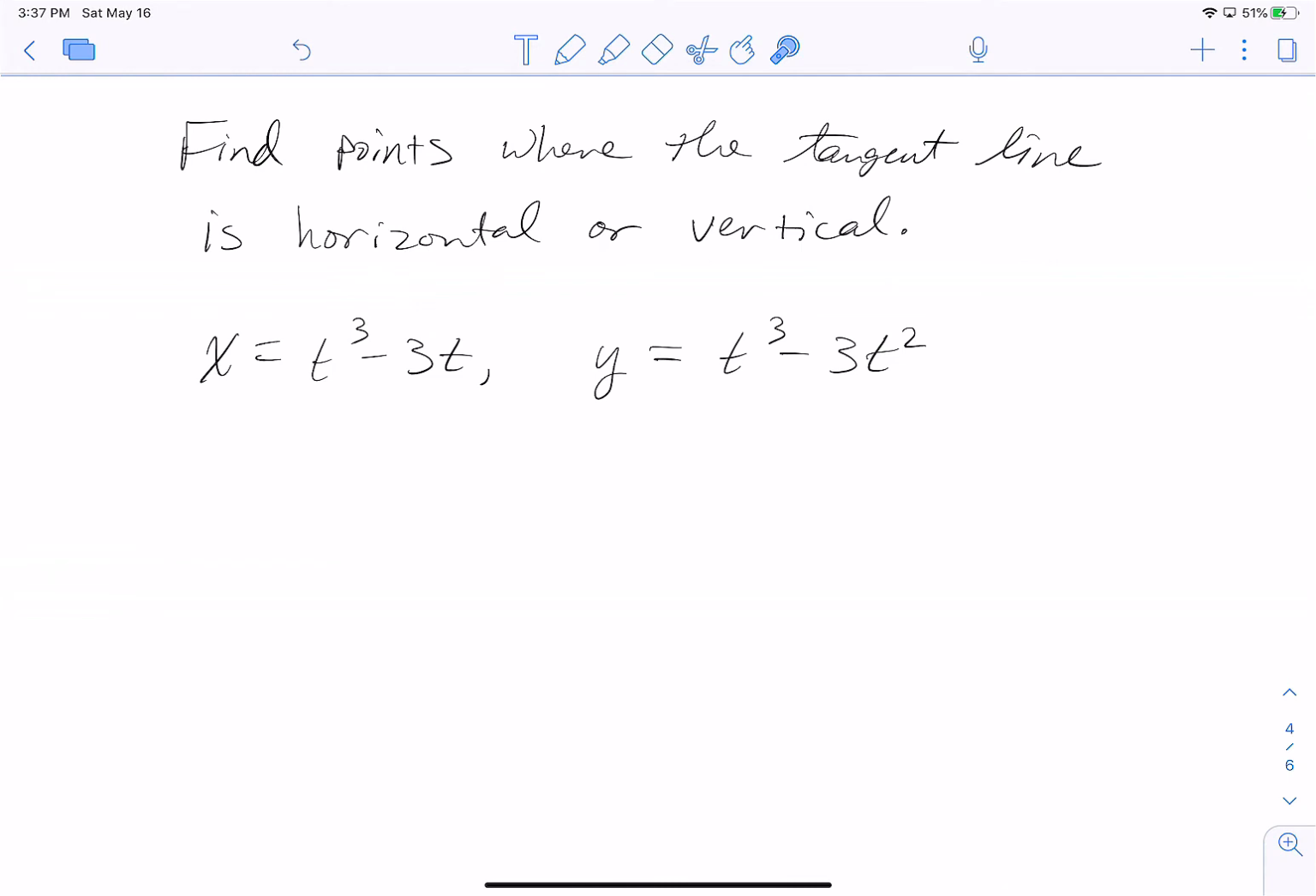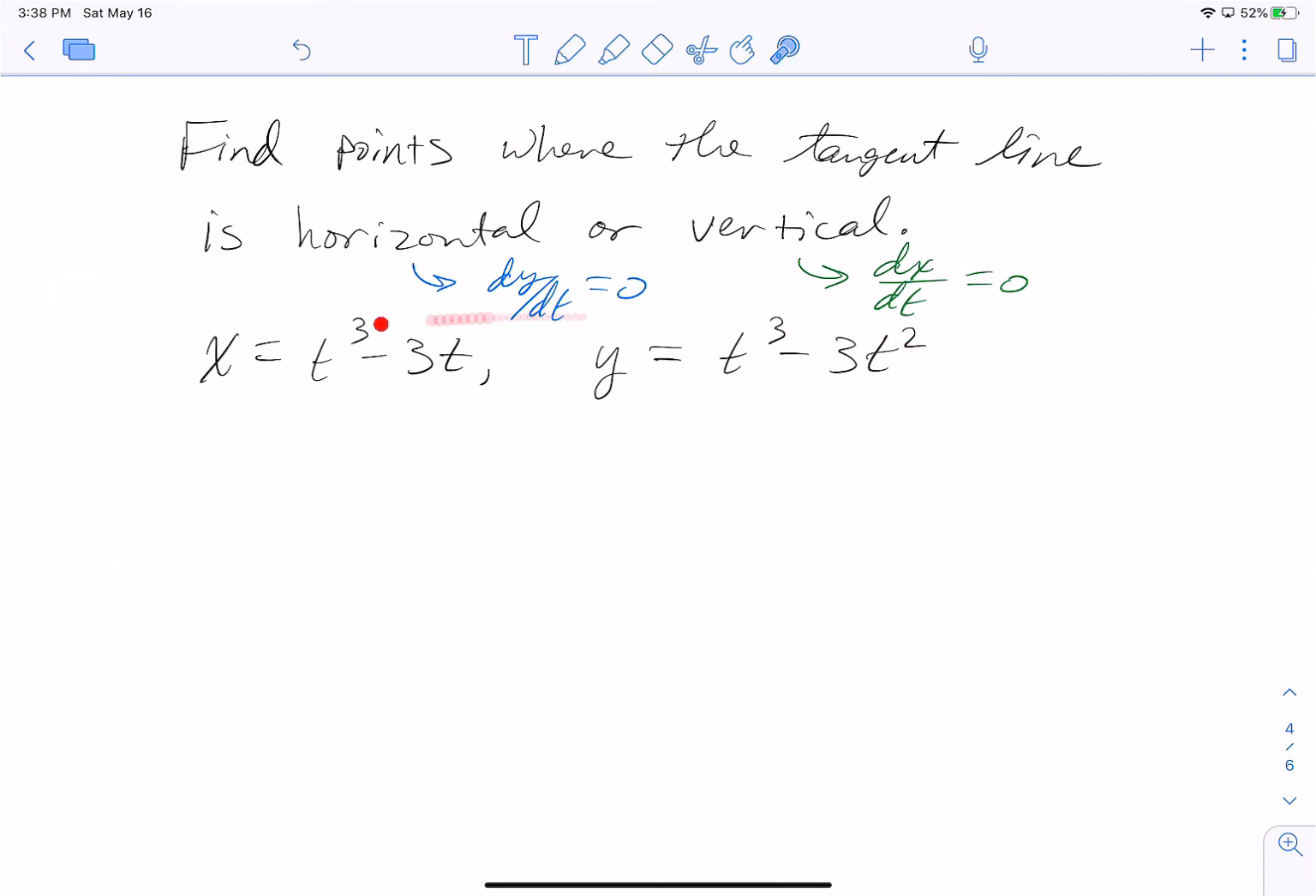Find points where the tangent line is horizontal or vertical. Our curve is given by x equals t cubed minus 3t, y is equal to t cubed minus 3t squared. Couple of things here. Tangent line is horizontal when dy/dt is equal to 0. Tangent line is vertical where dx/dt is equal to 0.